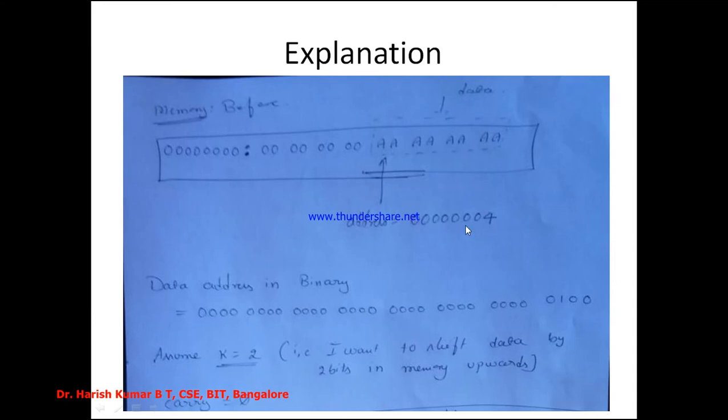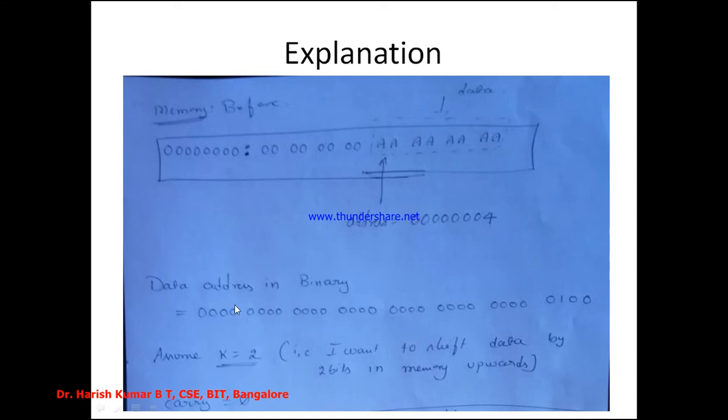My data is at address 00004, because this is the 0th byte, first byte, second byte, third byte, and fourth byte. Now here is the address in binary. This is my address where my data is stored, and I am writing the same in binary. This is 4, and say the rest are all 0.